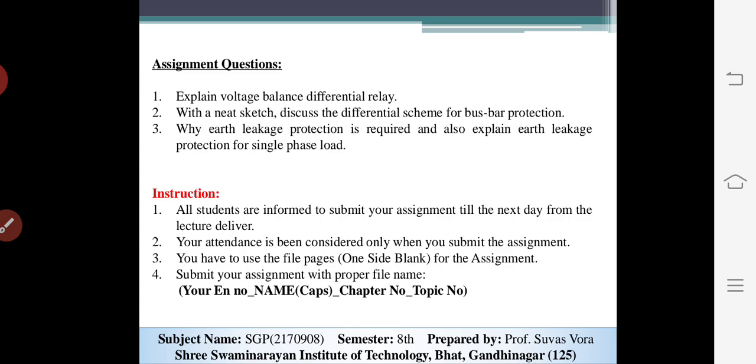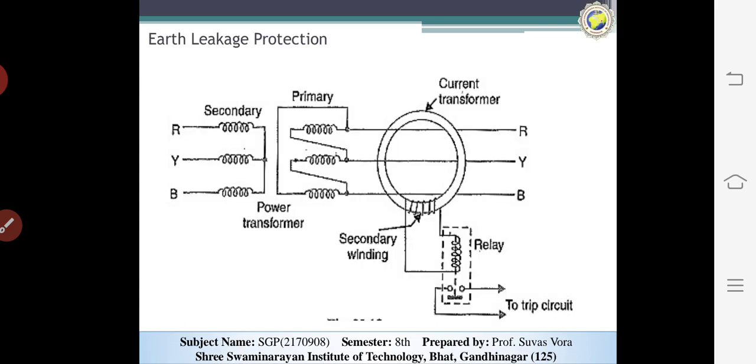Today we learned about the basic voltage balance differential relay, and after the protection systems, the causes of faults, earth leakage fault systems, single-phase earth fault systems and three-phase earth leakage protection systems.